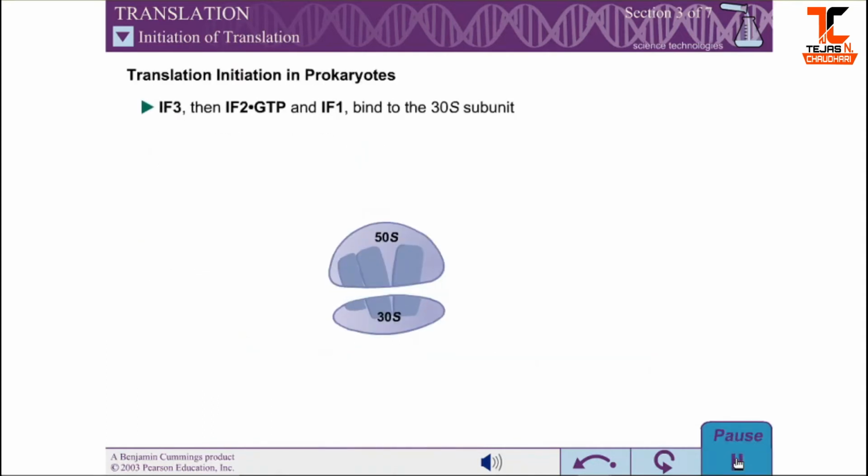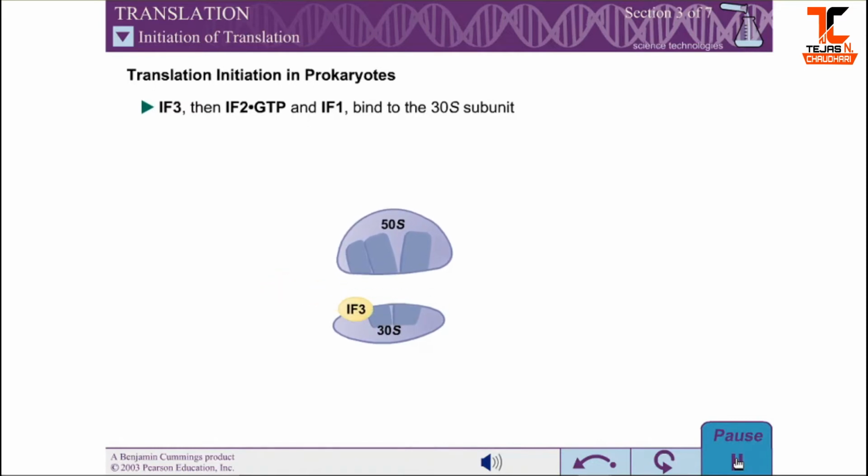Initiation factor 3 binds the 30S small subunit and prevents association with the 50S large subunit. This keeps the 30S small subunit open for mRNA binding. Next, initiation factor 1 nears the A site, and initiation factor 2 binds both the 30S subunit and IF1 in association with a GTP molecule.